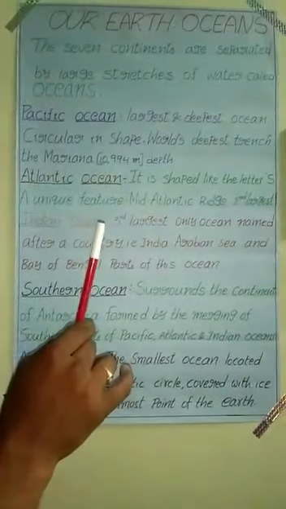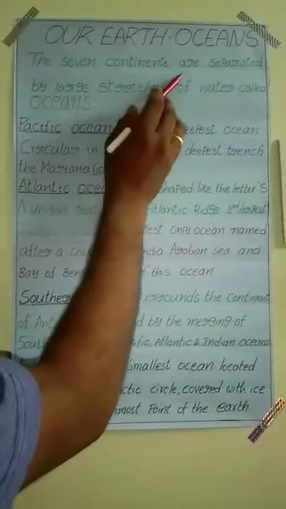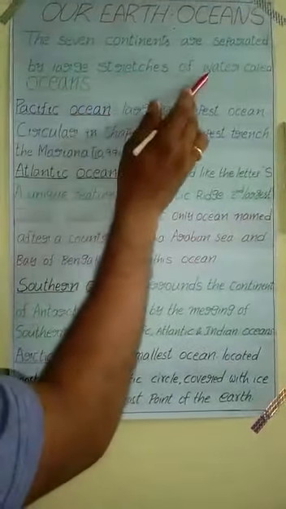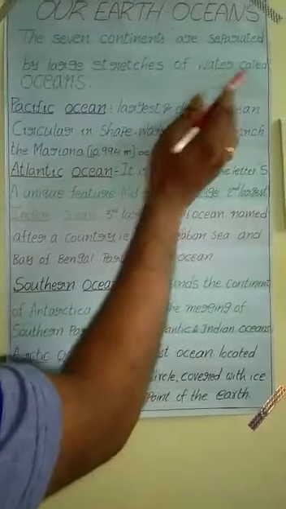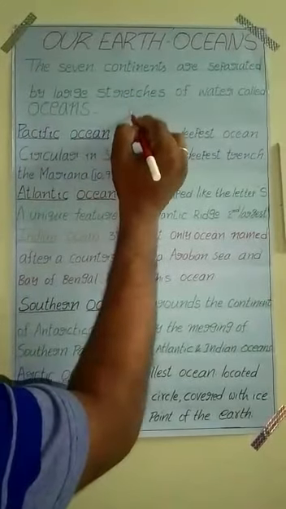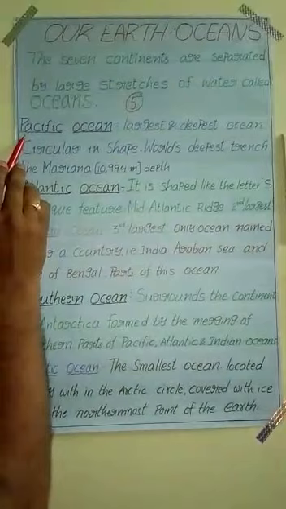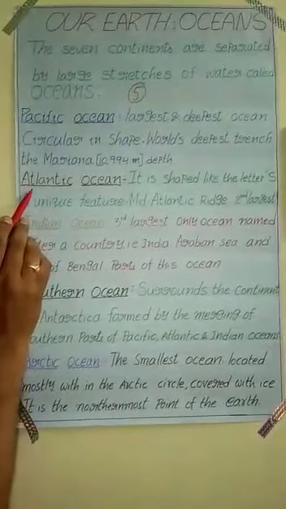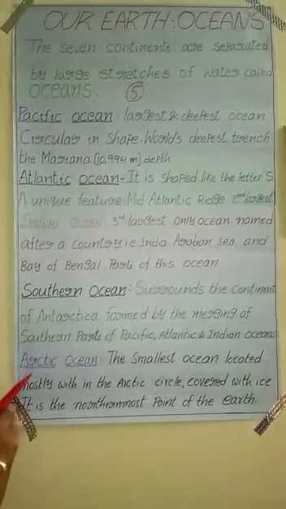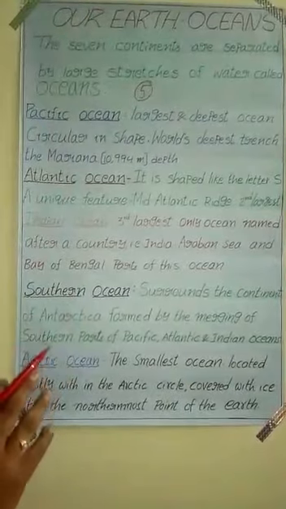What are oceans? Here is the definition of the oceans. The 7 continents of the world are separated by large stretches of water bodies, which are called oceans. How many oceans are there? There are 5 major oceans. How many, children? 5 oceans. The first one is Pacific, second is Atlantic, third is Indian, fourth is Southern Ocean, and the last one is the Arctic Ocean. These are the 5 major oceans.